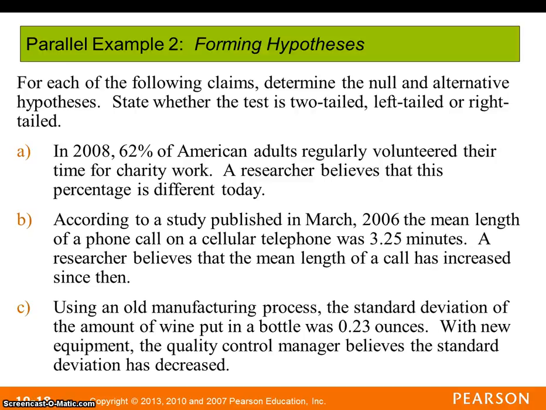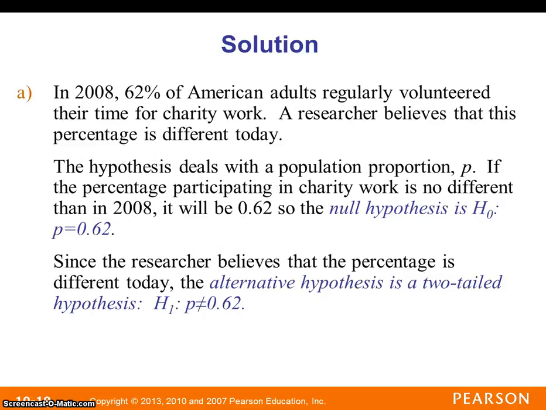And then part C, it says, using an old manufacturing process, the standard deviation of the amount of wine put in a bottle is 0.23 ounces. With the new equipment, the quality control manager believes that the standard deviation has decreased. So the null hypothesis in this case would be that the standard deviation, sigma, is equal to 0.23, whereas the alternative hypothesis would be that sigma is now below 0.23, so that would be a left-tailed test.